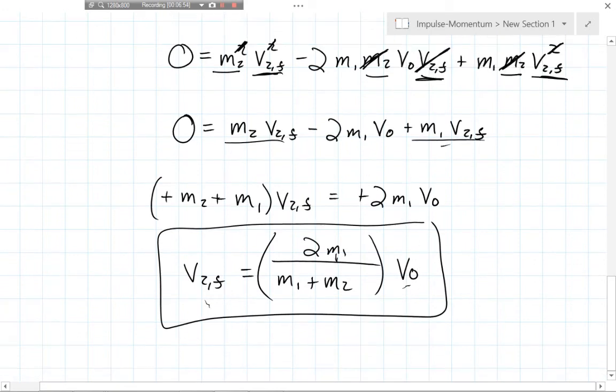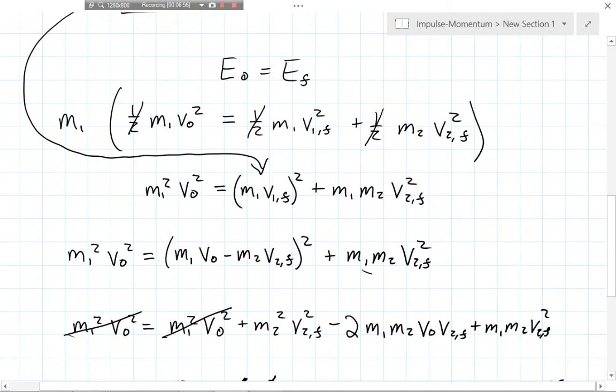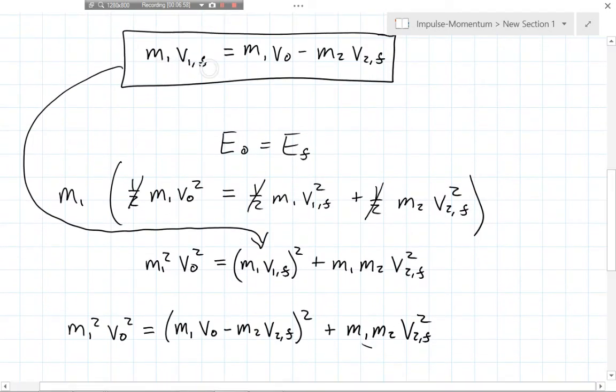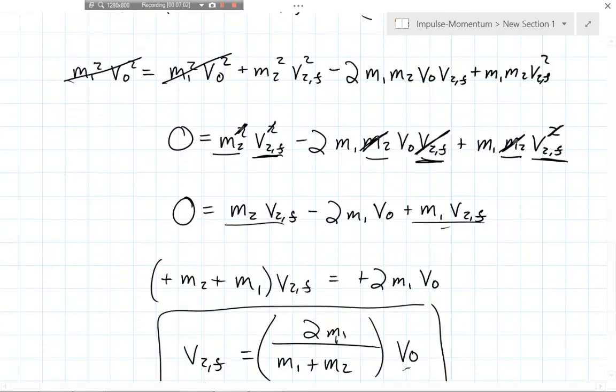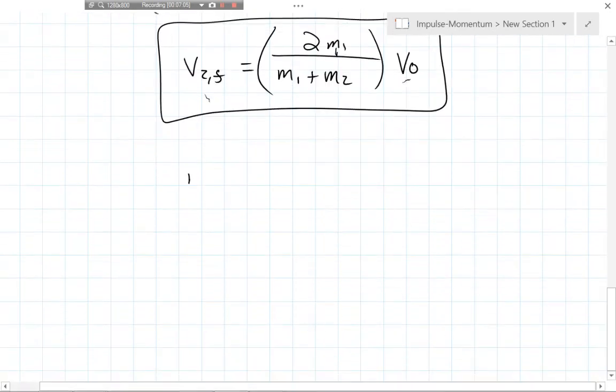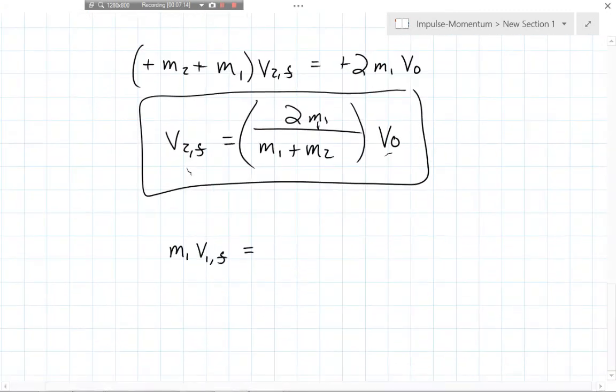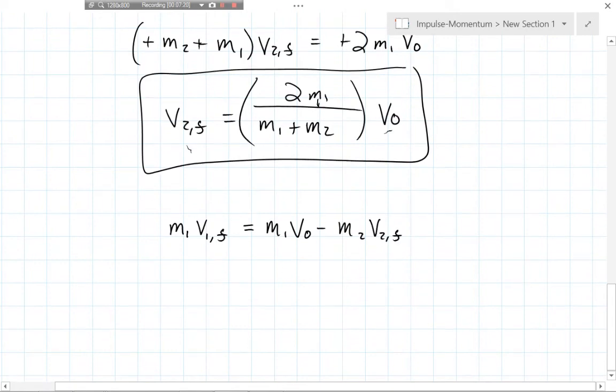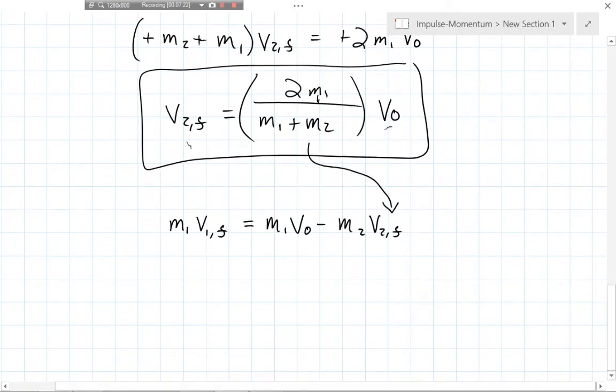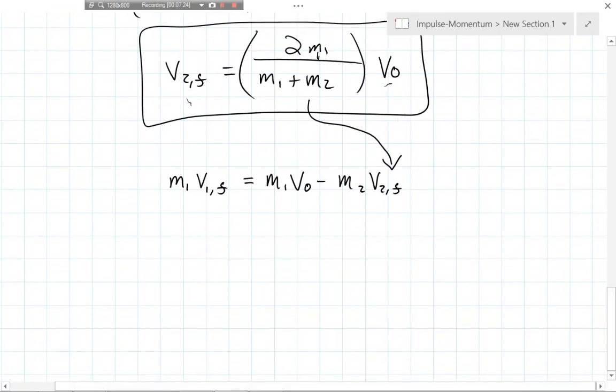So now, if we go back to the equation that we found for mass 1, so this is m1 is equal to this equation right here. So let me write this down. We found that m1 v1 final is equal to, let's see, what was it? It's m1 v initial minus m2 v2 final. So if I plug this equation into here, I can solve for v1 final.